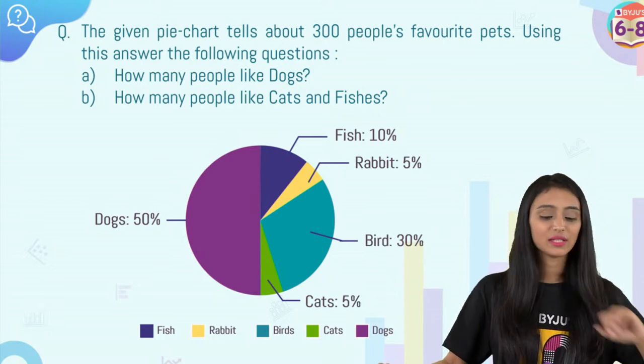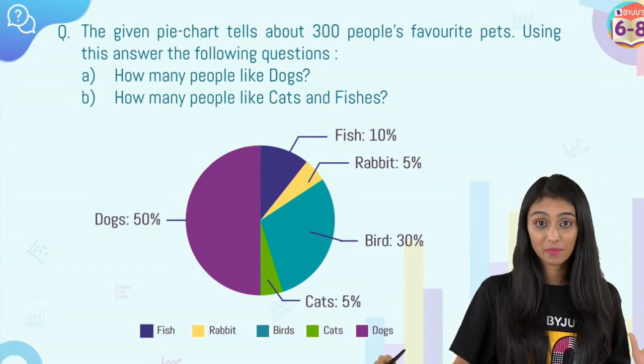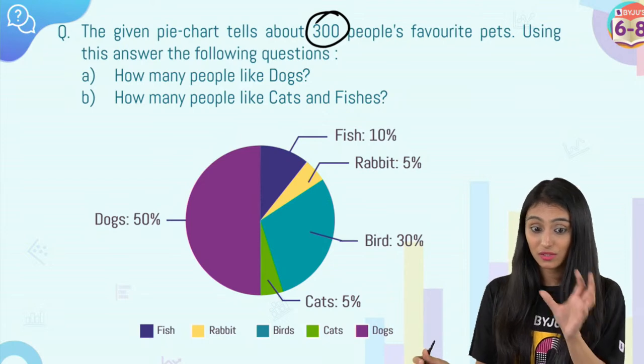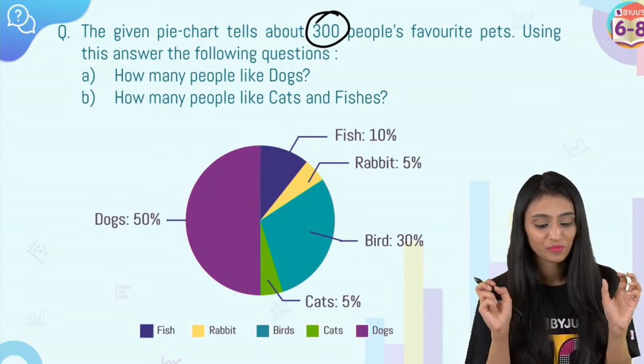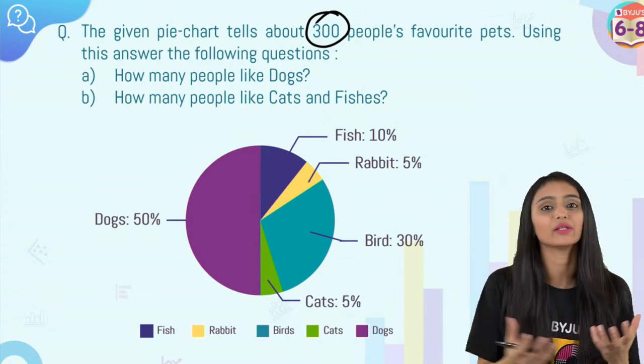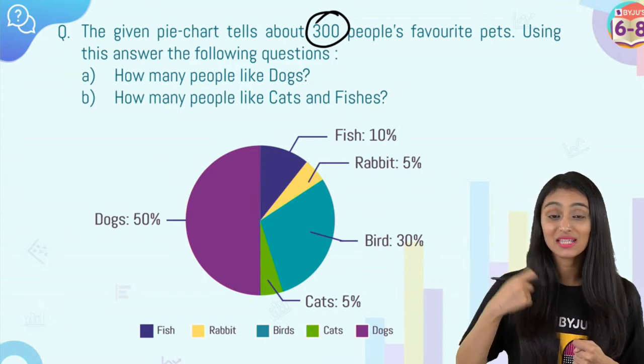Okay, so let's try out this question. The given pie chart tells us about 300 people's favorite pets. Total people? 300. That's how we read a question. We pick up the keywords, right? Even while solving the questions, I keep telling you how to interpret the questions. But sometimes we miss out these small things. That's why I keep emphasizing them.